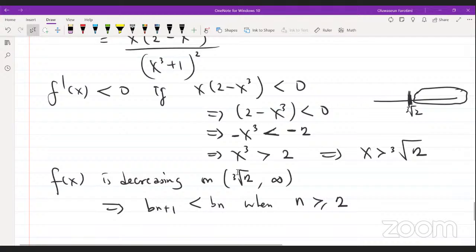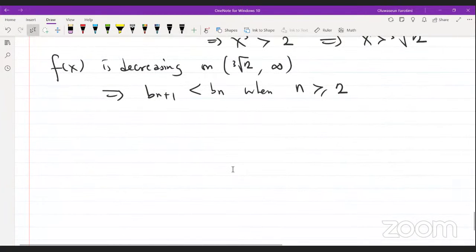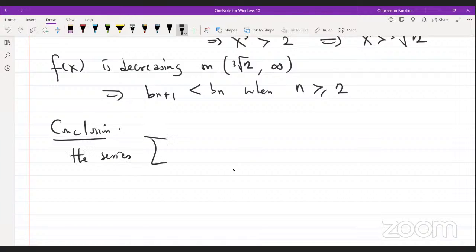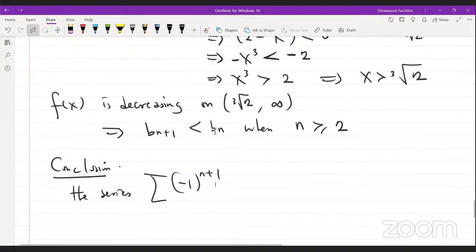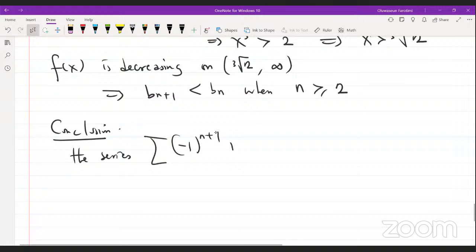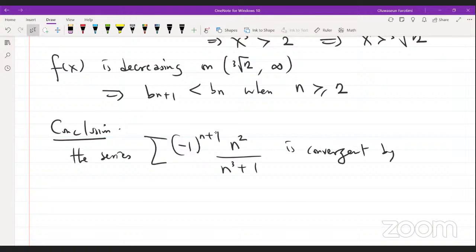So what do I do? Both things are satisfied, guys. What is my conclusion? The conclusion is going to be that the series, what's the series again? Negative 1 to the power of n plus 1, times n squared divided by n cubed plus 1, is convergent. By what? The alternating series test.